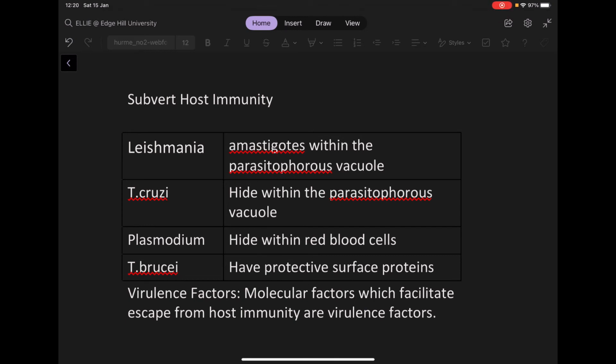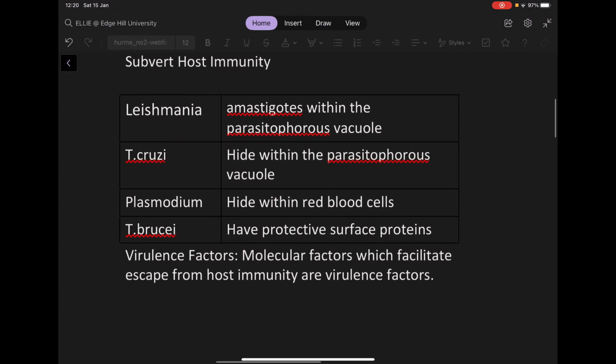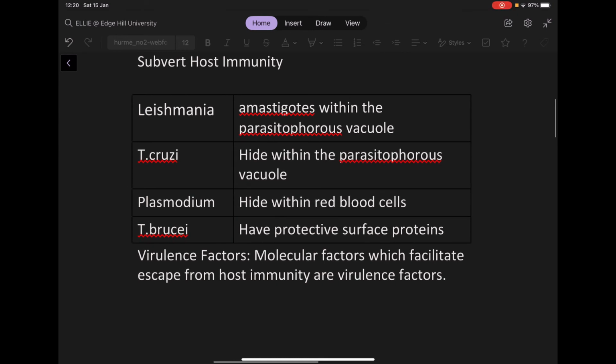They can also hide within red blood cells, or they can have protective surface proteins, which I'll talk about in another video. So the example with the trypanosomes, T. brucei, they have VSG proteins, which help them hide from the immune system.